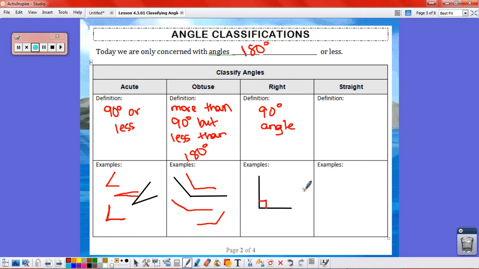A straight angle is a 180-degree angle, or a straight line, 180-degree angle. And you might see it marked with a circle. In fact, you might see any of these marked with this little round angle marking. It's not required, but if you see it, that's normal. So that's our angle classifications, and we're going to put them to use to help us remember them.